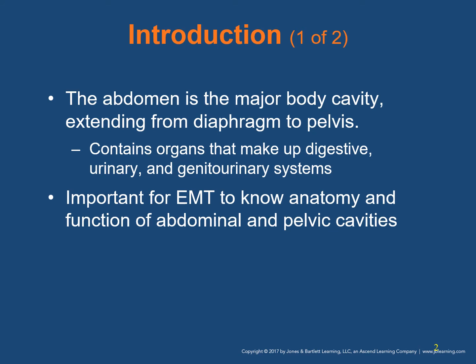Introduction. The abdomen is the major body cavity extending from the diaphragm to the pelvis. It contains the organs that make up the digestive, urinary, and genitourinary systems. It is important for the EMT to know the anatomy of the abdominal and pelvic cavities and where organs are located. Understand the functions of the organs so you can assess an injury's seriousness.